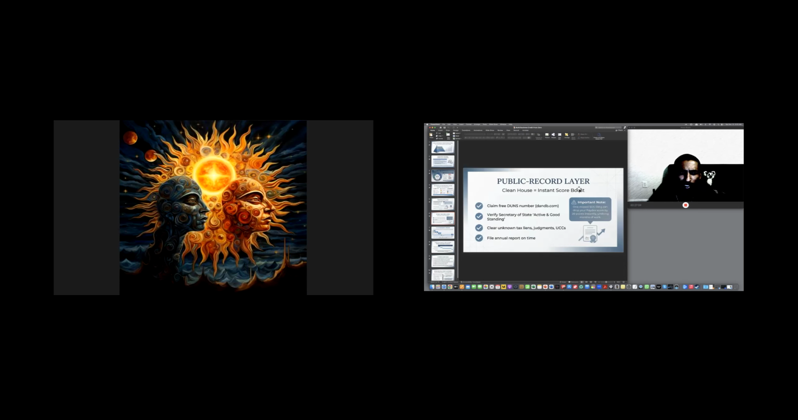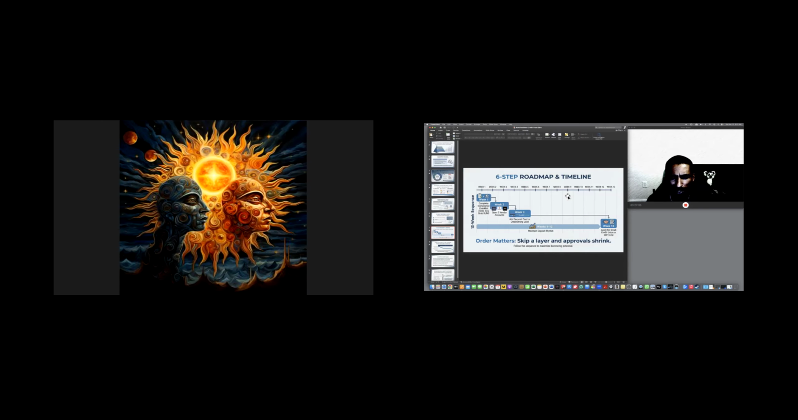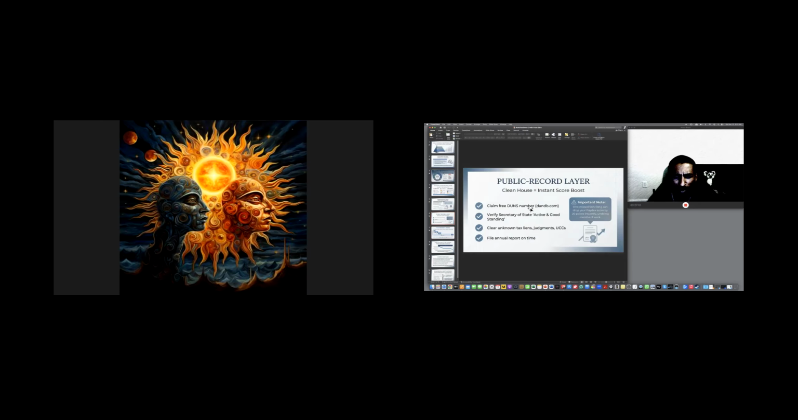Public record layer: clean house equals instant score boost. So once you claim your number, verify your Secretary of State's in good compliance, and you clear any unknown tax liens, judgments, or UCCs. Make sure you file your annual report on time. One missed Secretary of State filing can drop your payday score by 20 points instantly. So your paperwork is tied to your score. All right.